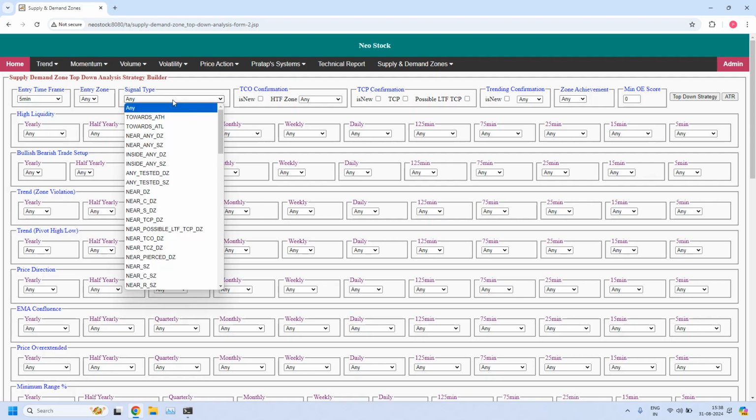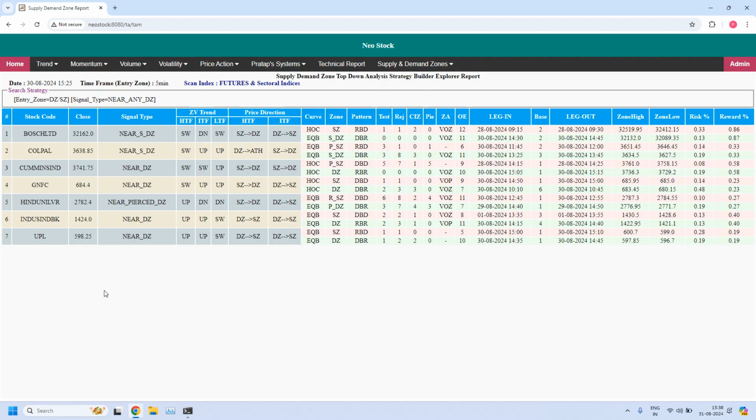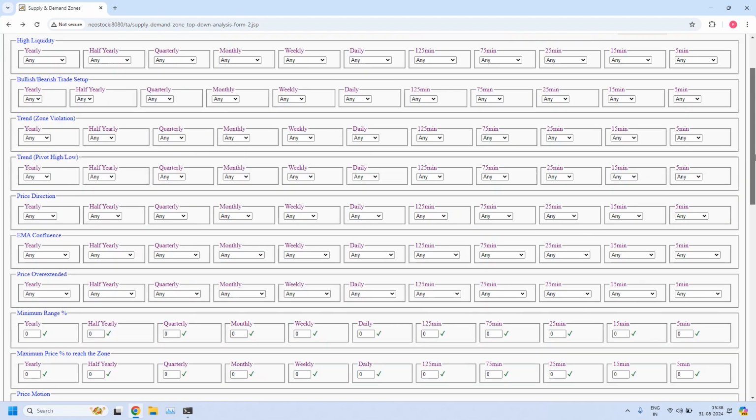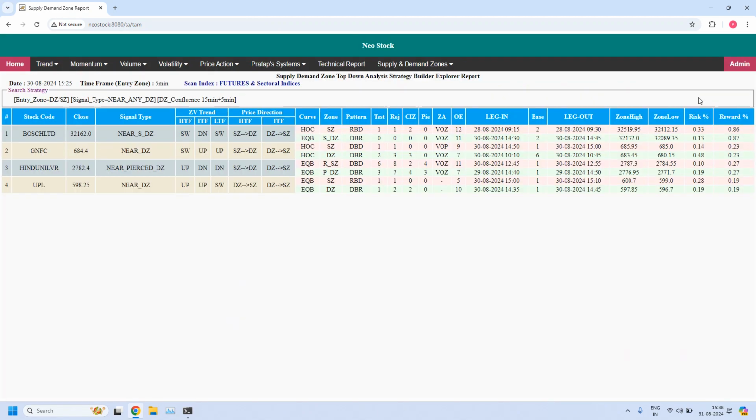Next time frame is 5 minutes. Let us find the stocks near the 5 minutes demand zone. 7 stocks are filtered near the 5 minutes demand zone. So let's verify how many of these 5 minute zones are having confluence with the 15 minutes demand zone. So 5 minutes and 15 minutes demand zone confluence, I am enabling the filter. Now with this filter, let's verify how many stocks will be filtered. So 4 stocks are filtered.